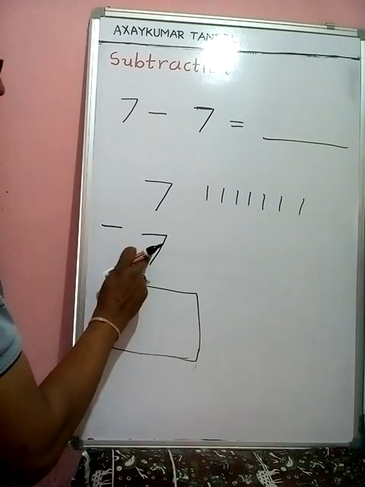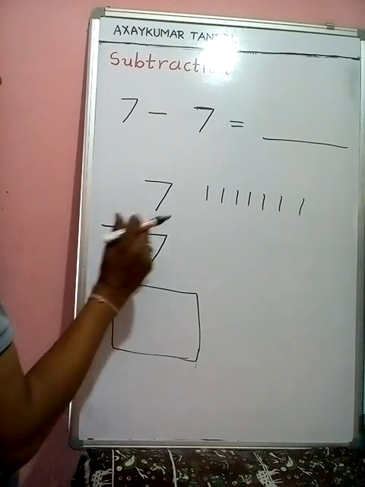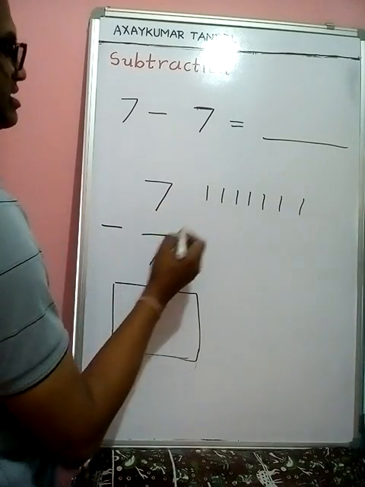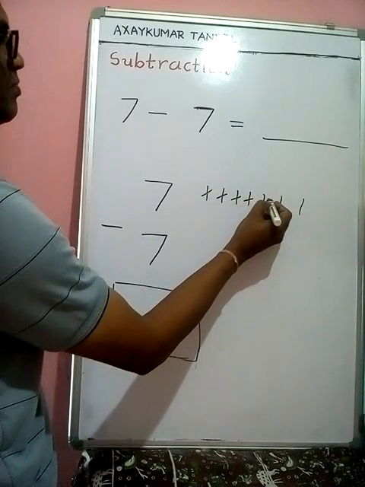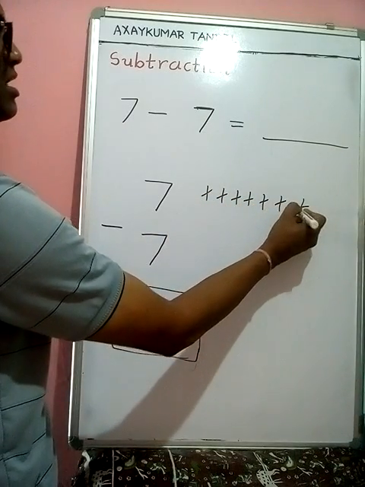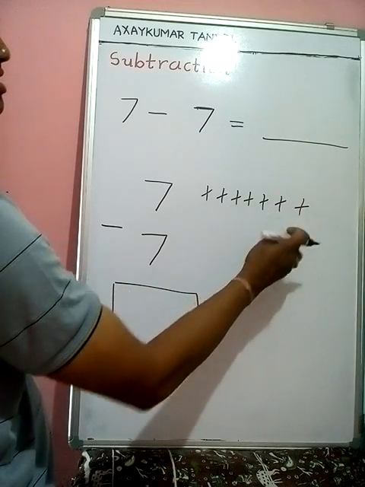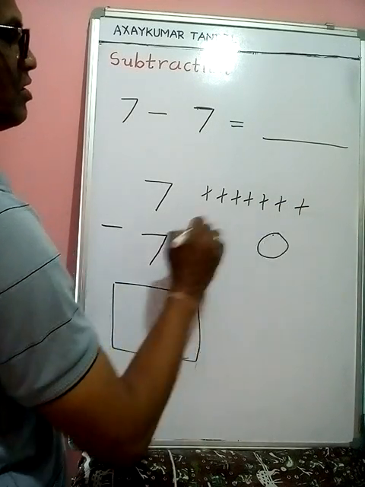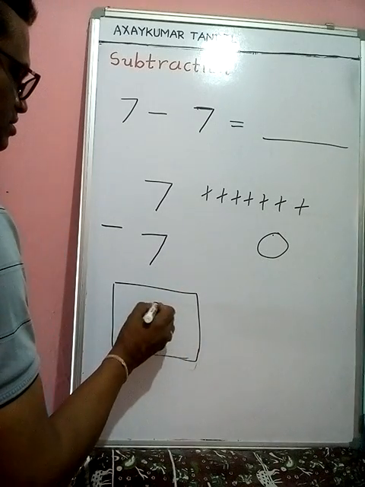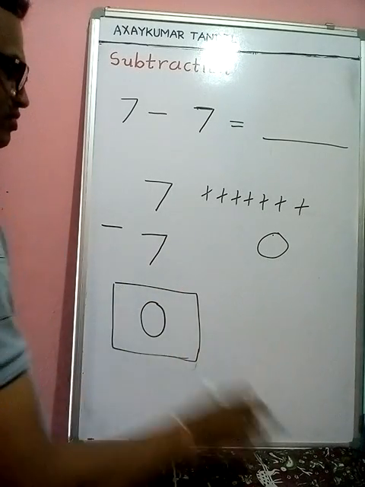Here is knife. Chapu, churi. We cut 7. 7 minus 7. We cut 7. 1, 2, 3, 4, 5, 6, 7. If we cut 7, here is no saving. 0. 7 minus 7 is equal to 0.